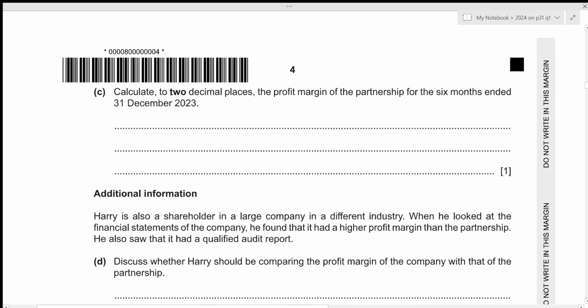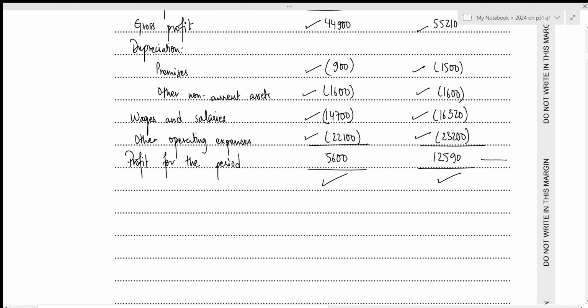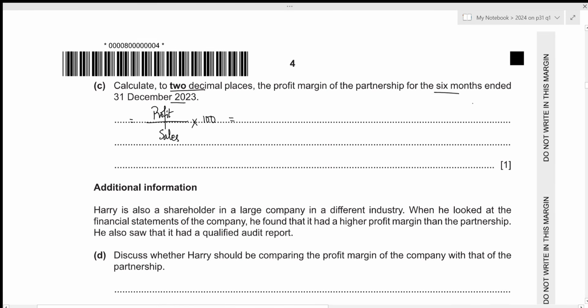Now we need to calculate to 2 decimal places the profit margin of the partnership for the 6 months ended 31st December 2023. Okay, this is for the second half of the year. And we're talking about the profit margin, which means that we just need to divide the profit for the period by the sales for the period and multiply it by 100, since we need to show it in terms of percentage. Let's take a look at the first part of the question. The profit for the second half was 12,590 and the sales for the second half was 119,000. So these are the values that we need to use.